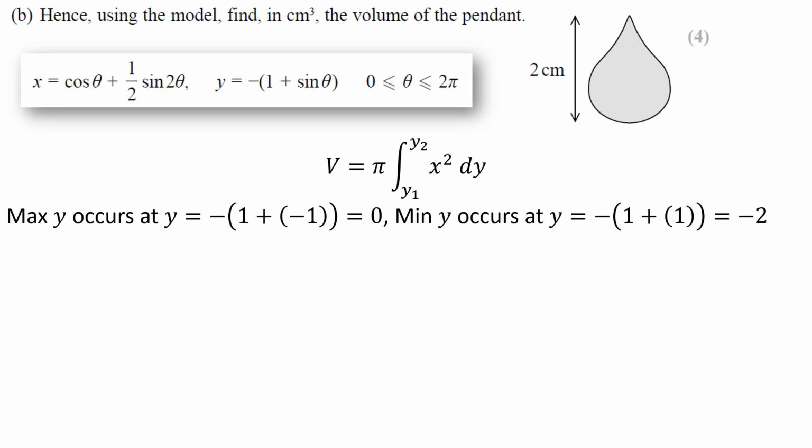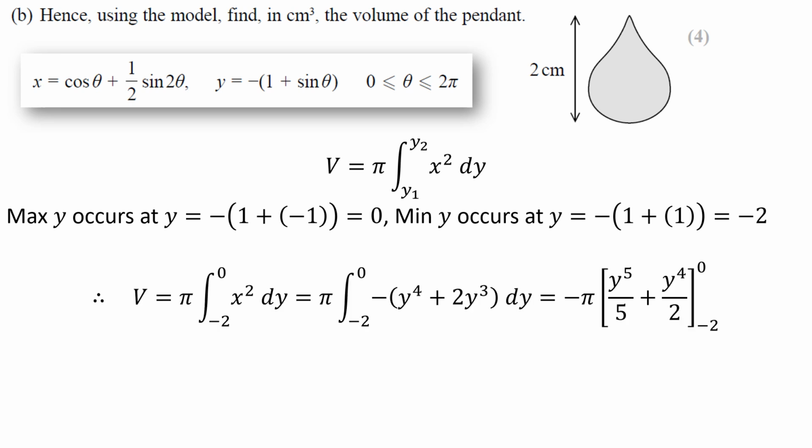The next bit is just substituting in values. So we'll put the expression for x squared that we calculated in the previous part of the question in place of x squared. It's already been squared, so there's no need to multiply this by itself or anything like that. And now we just integrate, and don't forget to multiply by the pi.